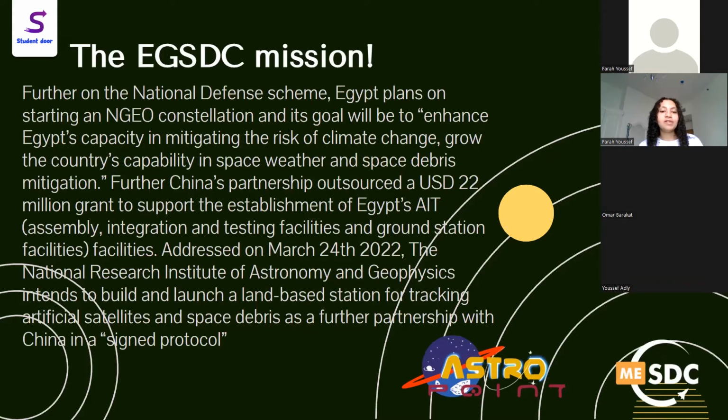Further on the National Defense scheme, Egypt's plan is to start, as I said earlier, a space debris mitigation mission with a partnership and a USD 22 million grant to support the establishment of Egypt's assembly, integration, and testing facilities and ground station facilities for a possible launch site in Egypt where the rockets can actually go.